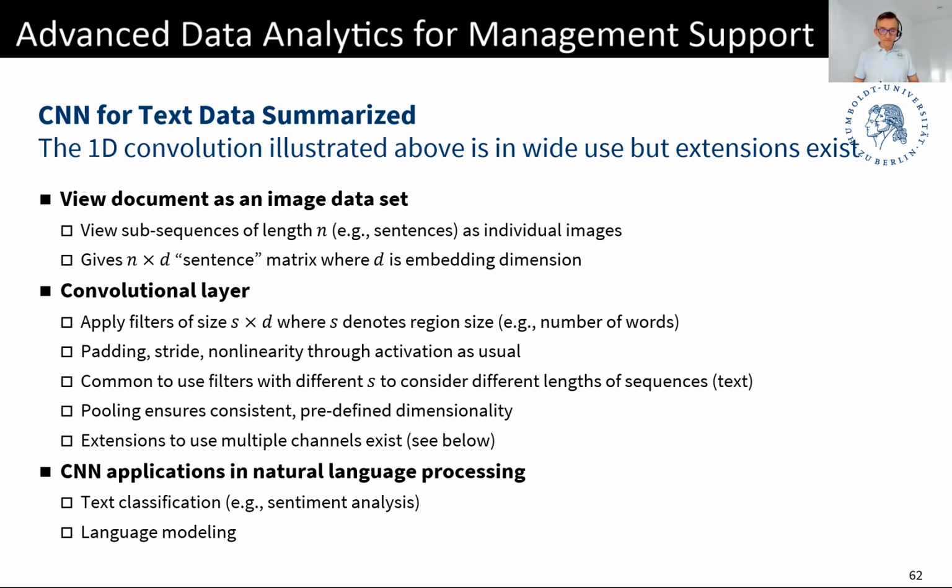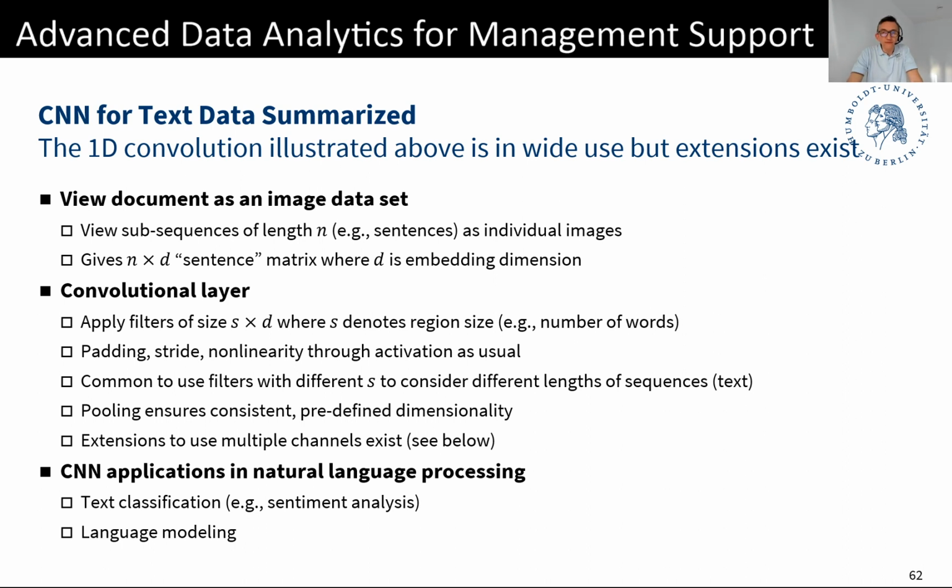And considering some embedding dimensions, d, we basically obtain a matrix of n by d dimension. And then we can use our convolutional layer just as described. We have filters of size s by d, with s denoting the region size. These are meta parameters, we can pick them and we can vary them. Padding, stride, non-linearity through activations, nothing new here, as in the image case.